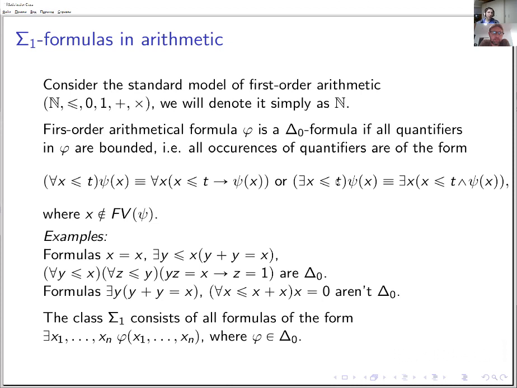Okay, so consider a standard model of first-order arithmetic. As usual, we have natural numbers, comparison, constants 0 and 1, addition and multiplication. Okay, so as usual, delta 0 formulas are formulas such that all quantifiers in them are bounded.